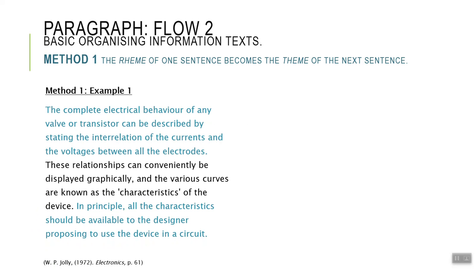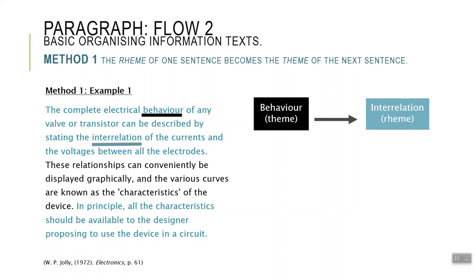Method 1. I have highlighted the fonts, each sentence a different color, so we can see very clearly right away there are 3 sentences in this sample. So the theme of the new sentence is the rheme of the previous sentence. So that's the pattern. The complete electrical behavior of any valve or transistor can be described by stating the interrelation of the currents and the voltages between all the electrodes. So the behavior and the interrelation.